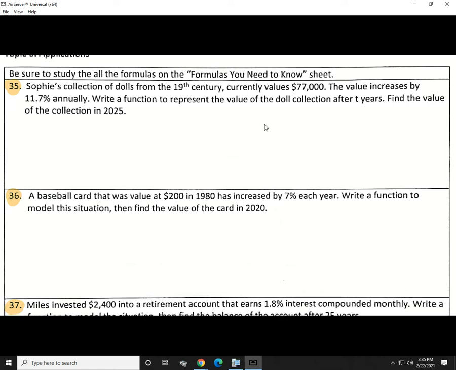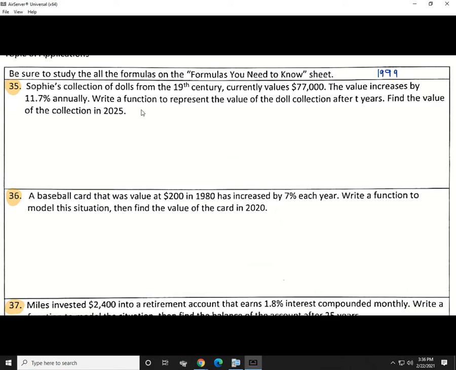Let's see, there's something missing from this. It says from the 19th century, so I don't know where the mistake was made on that, but you don't have a beginning date. So let's just say that the beginning date was 1999. I don't know why that was left out. Maybe I'm not seeing it. We'll say it's 1999, and we want to figure out the value in 2025.